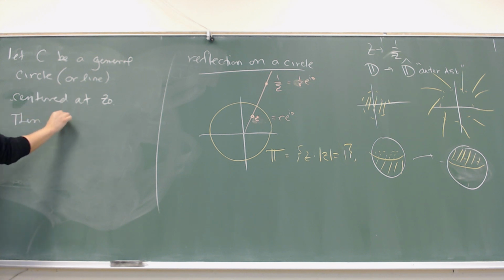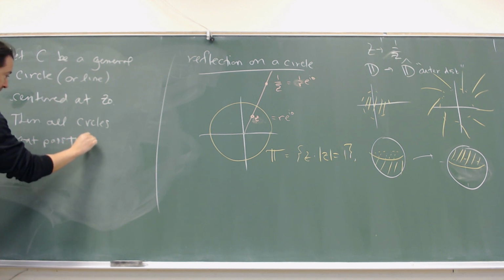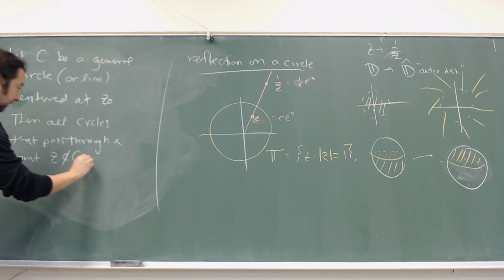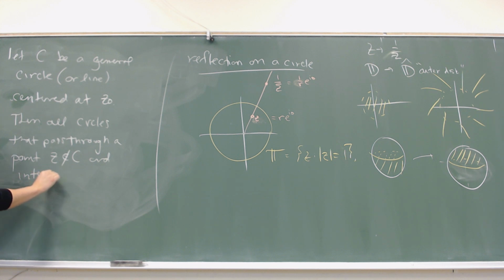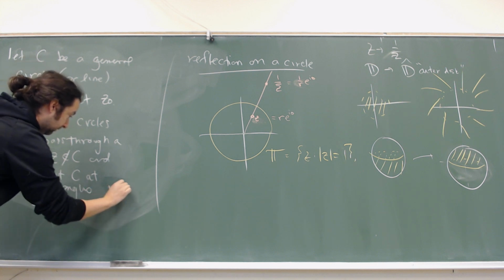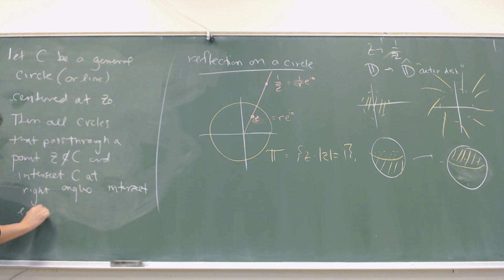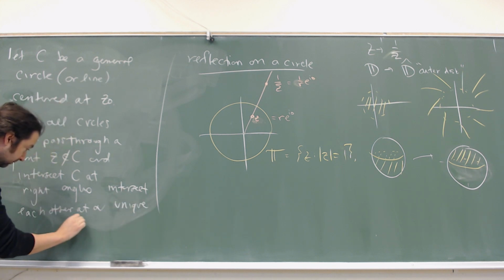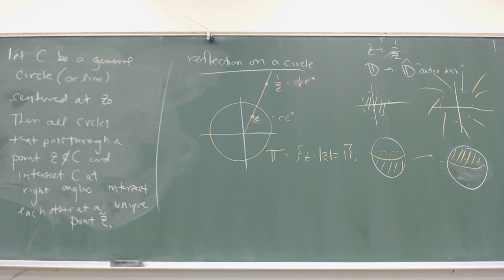Then, all circles that pass through a point Z that is not in C and intersect C at right angles intersect each other at a unique point, Z tilde. Because why not? More symbols. Z tilde. So I'm going to draw a picture of what this statement is.